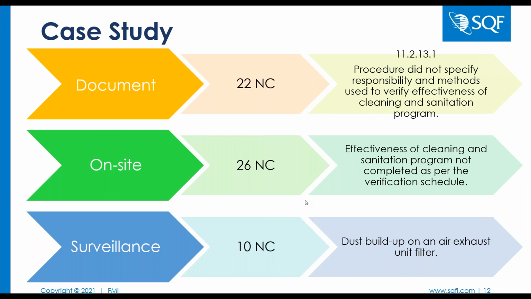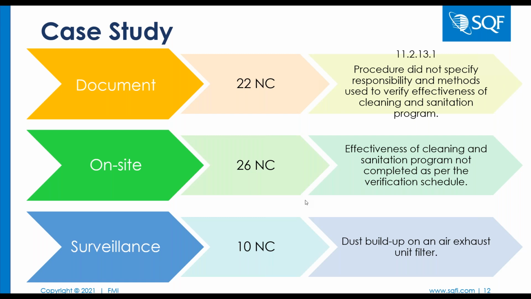Now I'm going to give you a case study that ties those two data thoughts together. I looked at a site that went for initial certification. They had a document audit with 22 nonconformances, and one of those was to 11.2.13.1. What they were written up for was that the procedure did not specify responsibility and methods used to verify effectiveness of their cleaning and sanitation program. So they were written up for their procedure in their document audit.